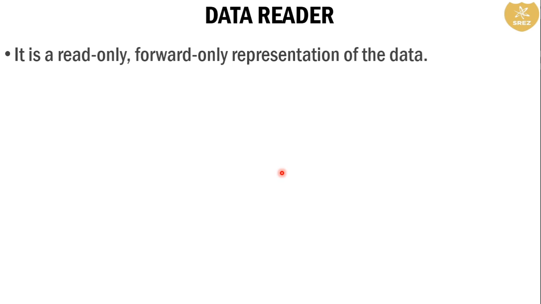Next one is data reader. It is a read-only, forward-only representation of the data. As the name suggests, it will read the data. Read-only means that it will only read. We cannot insert or modify data once it is fetched from the data source. We have to perform read-only operations. Forward-only means from top to bottom. We cannot go back and fetch the data from the middle, right? We have to go from first to last.